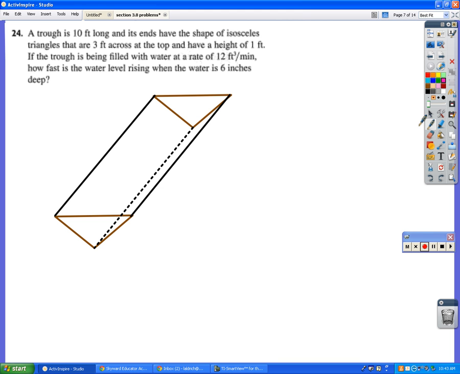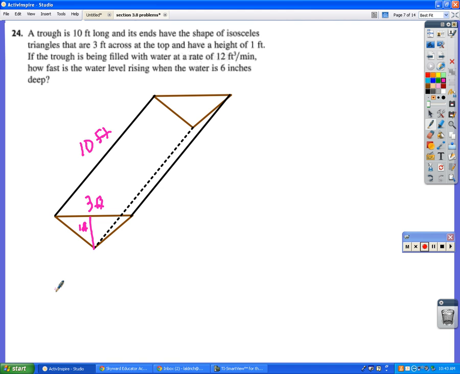All right, so it's 10 feet long. Now I can't picture it back. It's spinning like a ballerina. I hated that. 10 feet long and it says 3 feet across at the top, and then down one, and then the height is 1. Okay, I got that.